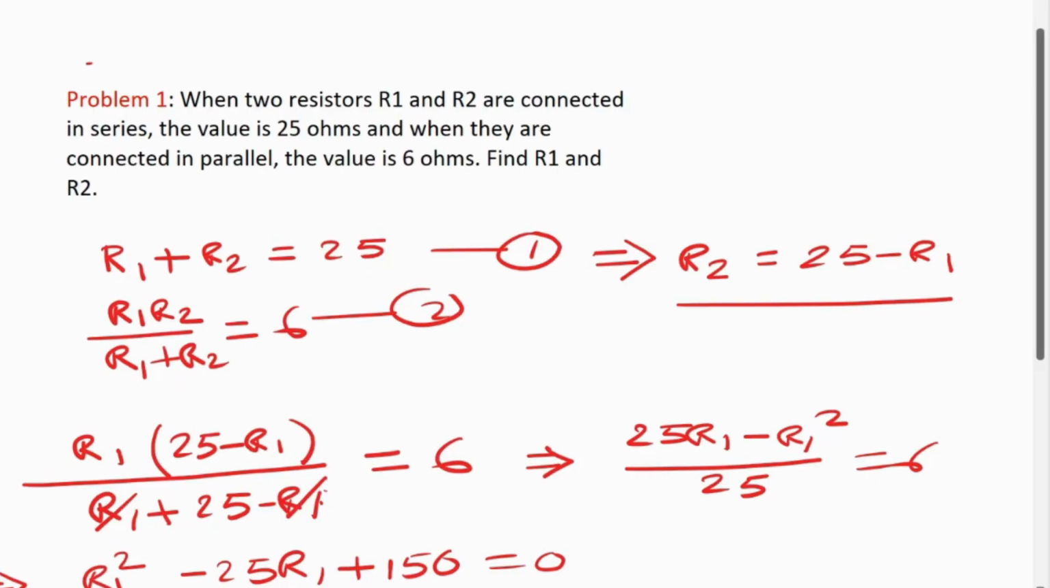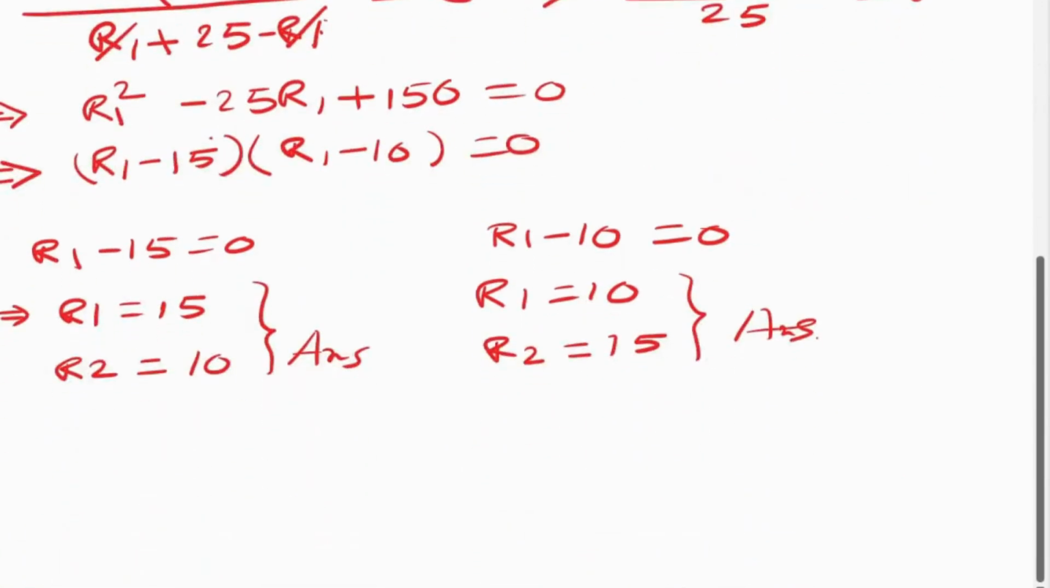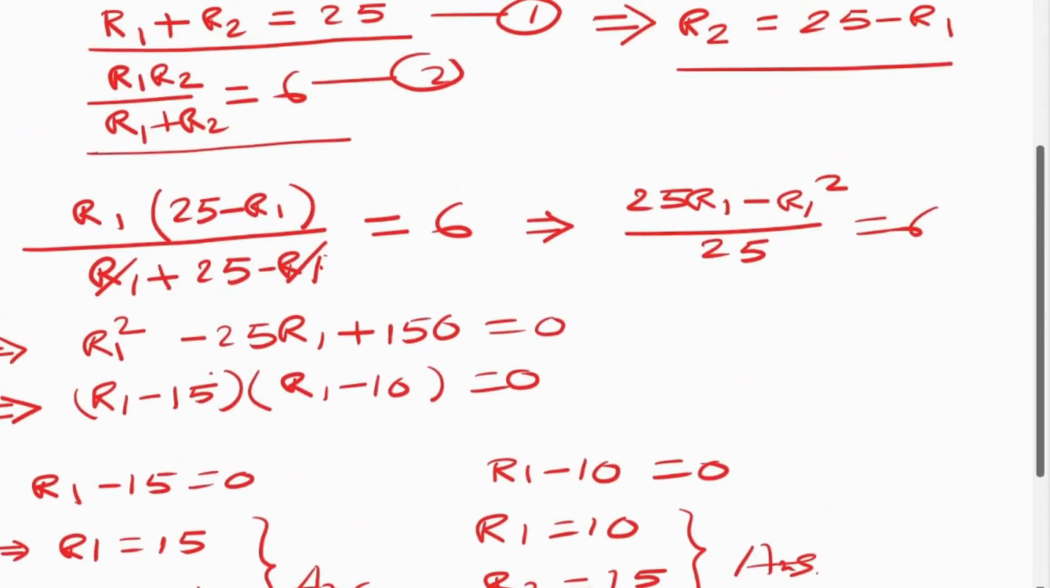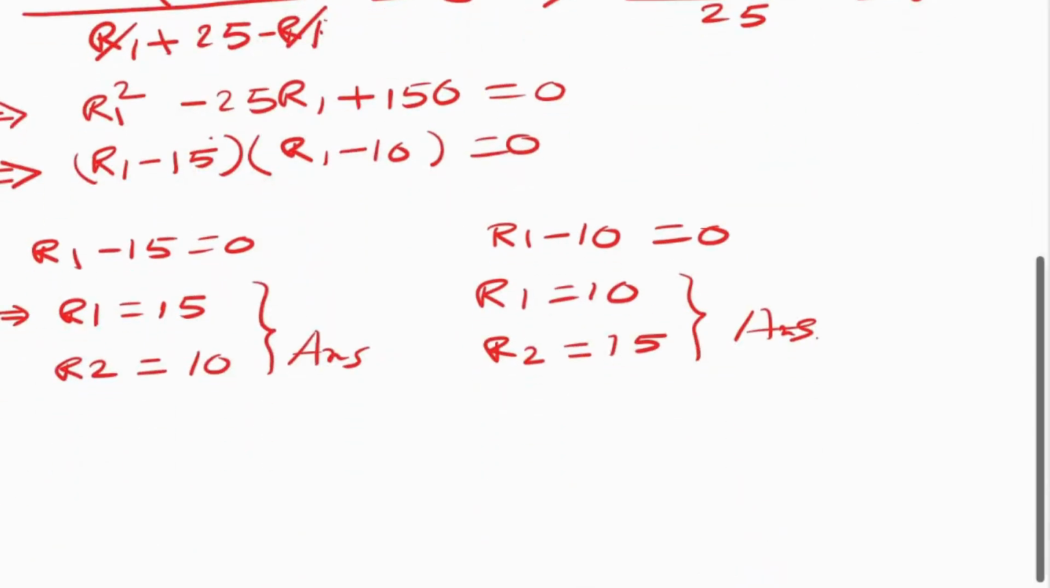See here again. When two resistors R1 and R2 are connected in series, the value is 25 ohms. So from equation number 1, we have R1 plus R2 is 25. And for the second condition, when they are connected in parallel, the value is 6 ohms. So from this second condition, R1 R2 by R1 plus R2 is 6. From these two equations, we can simplify and we will get R1 equals 15, R2 equals 10, or R1 equals 10, R2 equals 15. In this way, we can calculate different kinds of resistors using this problem. Thank you.